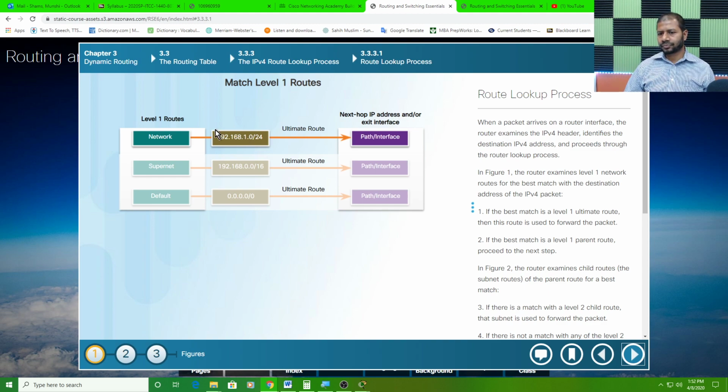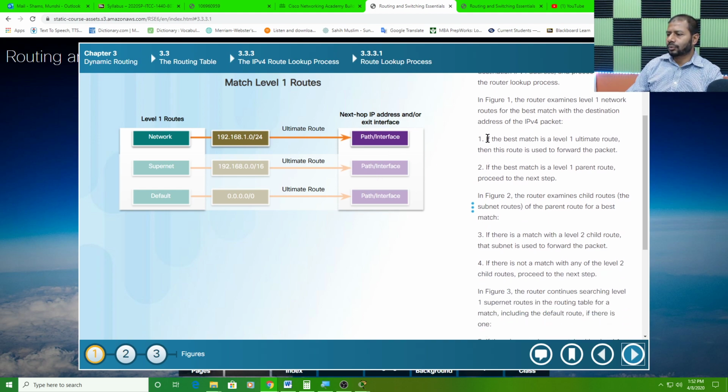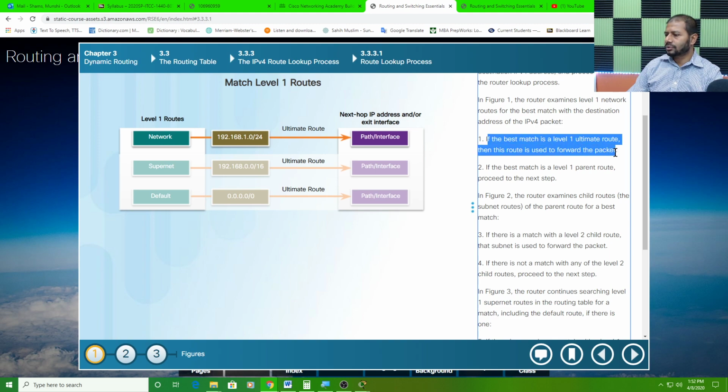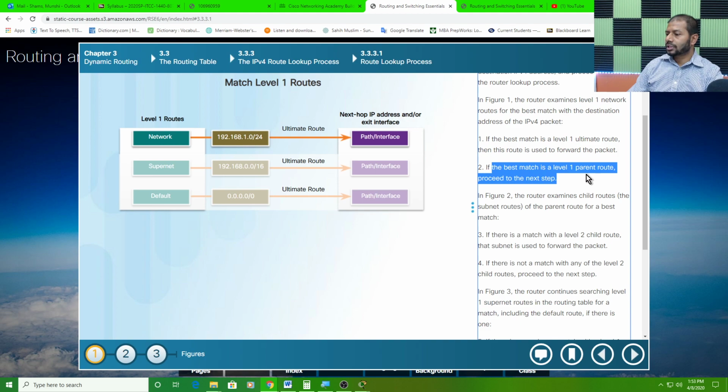Simple. Okay, level 1 routes. That's number one. That's what the router does: if a match is found and that match is an ultimate route, it sends the packet through that interface and we're done. If the best match is a level 1 parent route, then proceed to the next step, because a parent route would not have an exit interface, so you could not send. So go to the next step.